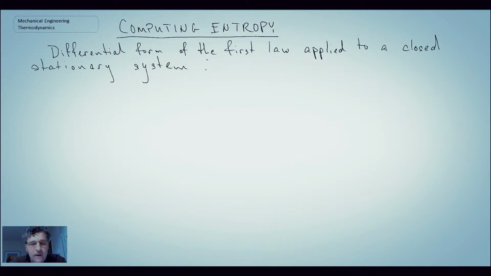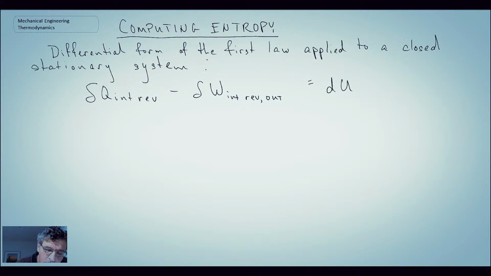So what we'll do, we'll take a look at a differential form of the first law applied to a closed stationary system. So writing out the first law, and we'll use the subscripts internal reversible. Now, first of all, we're talking about a stationary system, so it's not moving, and consequently we can neglect kinetic energy as well as potential energy.